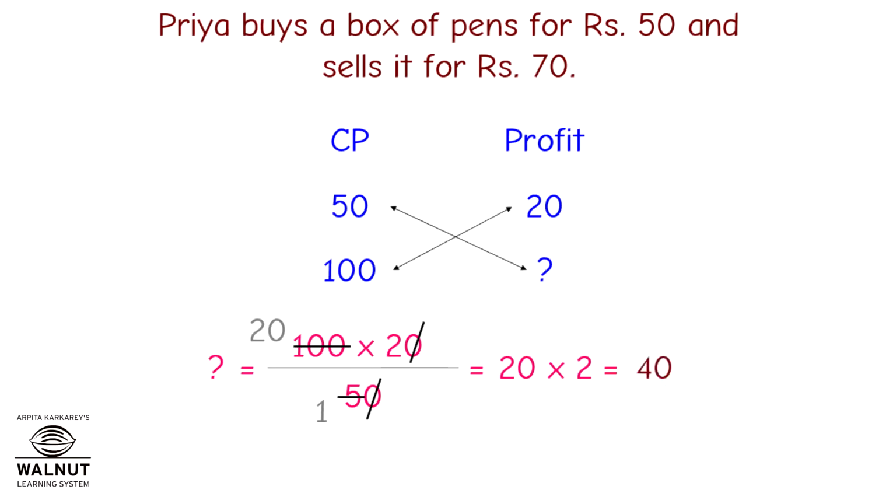We simplify this and we get 40. So, on rupees 100 the profit is 40. That is 40%. So, Priya makes a 40% profit.